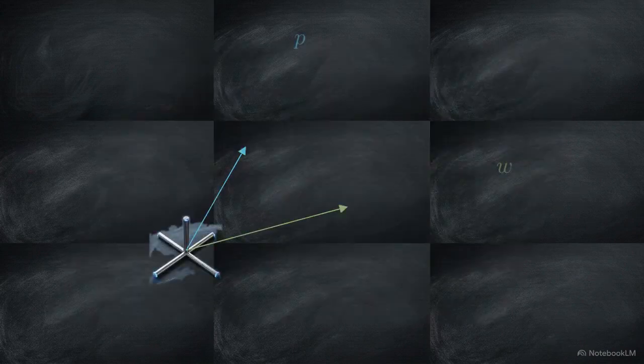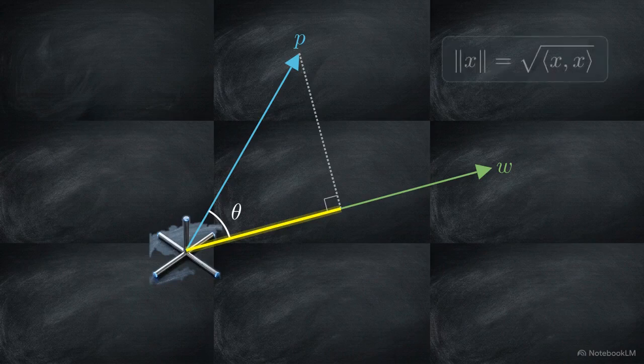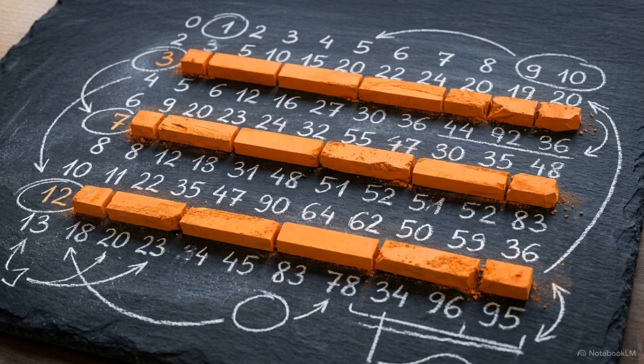Inside a valid space, input vector P and weight vector W extend from the origin, separated by angle theta. Their inner product measures alignment, requiring a perpendicular drop from P onto W. This projection's length is its norm, the square root of its inner product. This geometry dictates behavior in competitive neural architectures like the Hamming network, which uses prototype vectors to classify inputs.